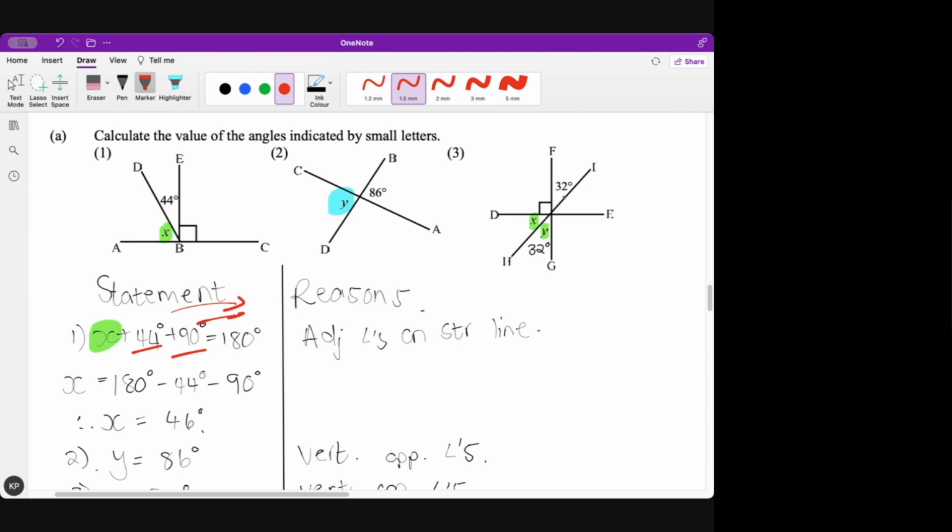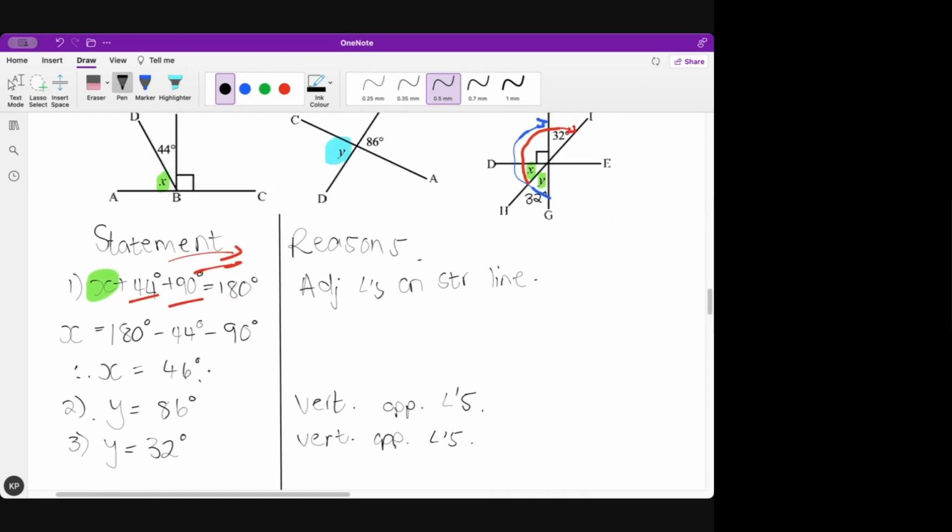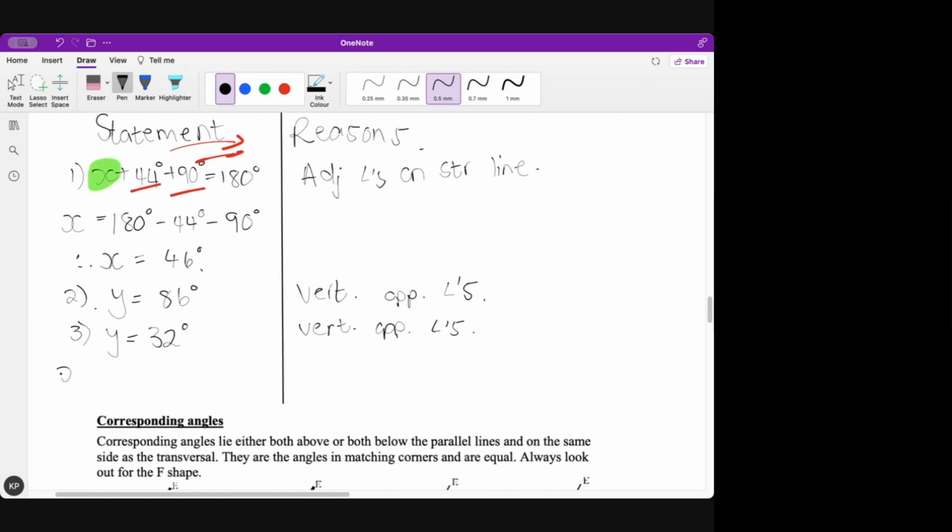Yes, and you know what? Thanks for bringing that up. I would use this straight line instead of that straight line. That was terrible, but you guys get the point. Why would I use the first one instead of the second one? While I write this down, I want you guys to tell me why. X plus 90 plus 32 is 180. And this is adjacent angles on a straight line.